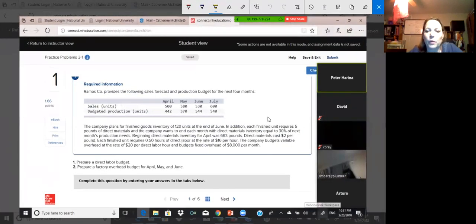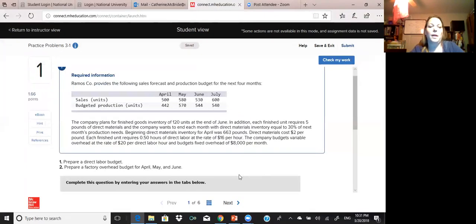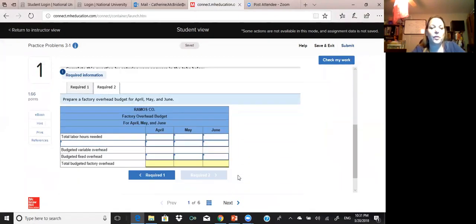What does it say about overhead? So it says variable overhead at the rate of $20 per direct labor hour and fixed overhead at $8,000. So variable is $20 per direct labor hour and fixed is $8,000. All right, so we're going to go down here. We'll say total labor hours needed.